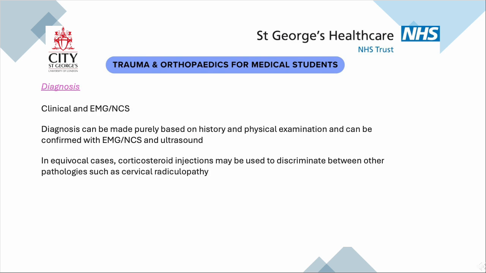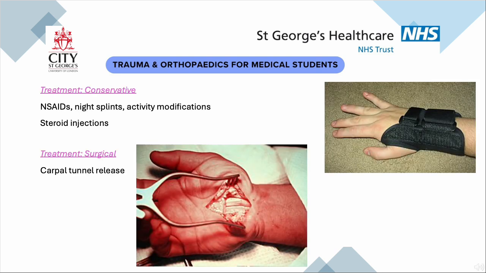A lot of the time the diagnosis is made by your history and your clinical examination, but nerve conduction studies or EMG can confirm exactly what is going on, the level and severity of the injury, and is very useful if you're going to consider surgery because it gives you the evidence you need to proceed with the next step in treatment. As with all conditions, the treatment can be conservative or surgical.